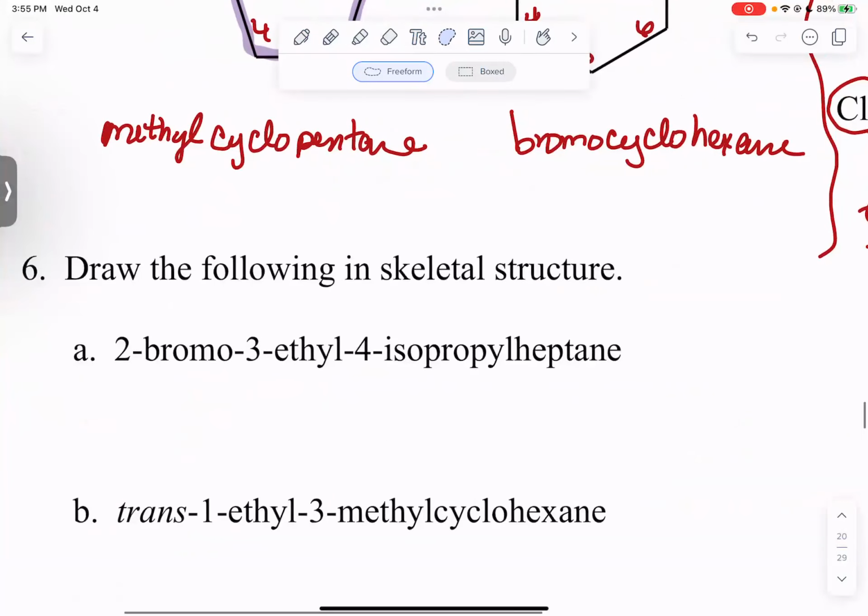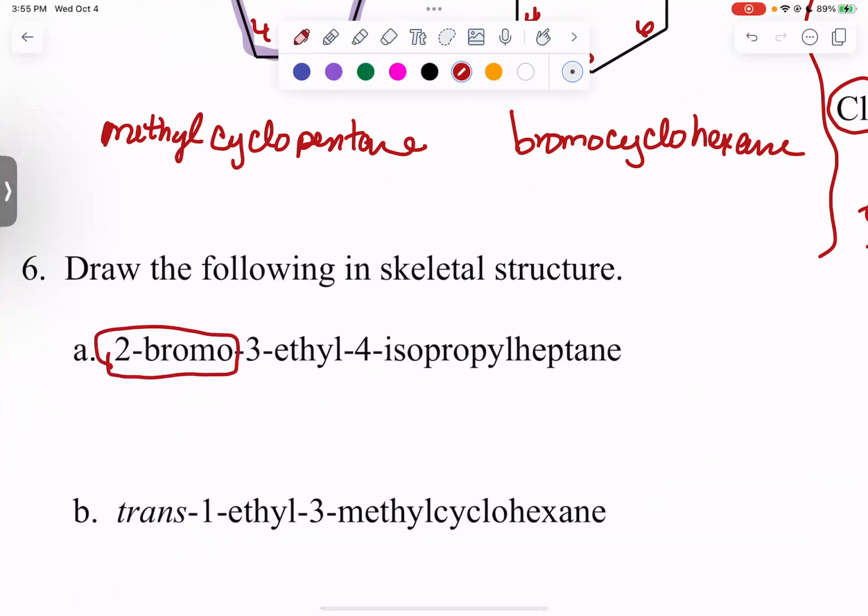Okay. Now we got to switch gears. Oh, we have to draw the following skeletal structures. All right. So at the second carbon, and I like to write this, on the parent, on carbon number 2, we're going to have a bromine. Then on carbon number 3, we're going to have an ethyl. And me-eat, that's ethyl, right? So that's a 2 carbon.